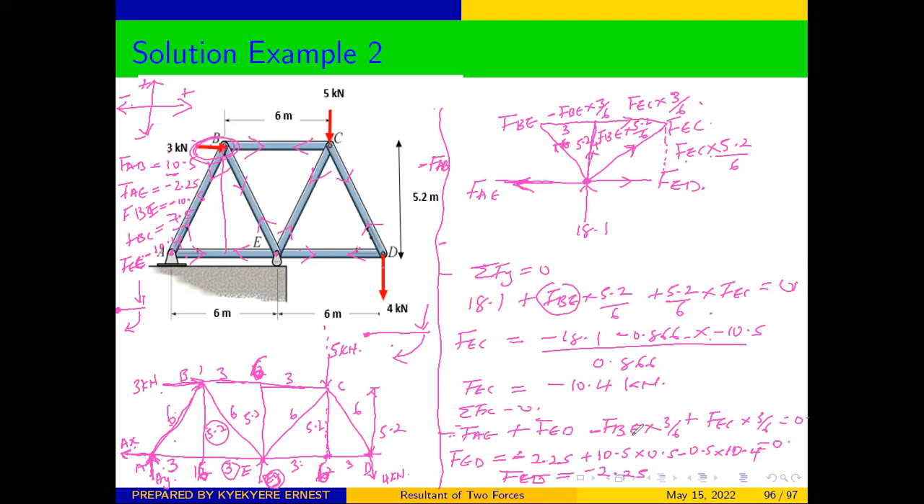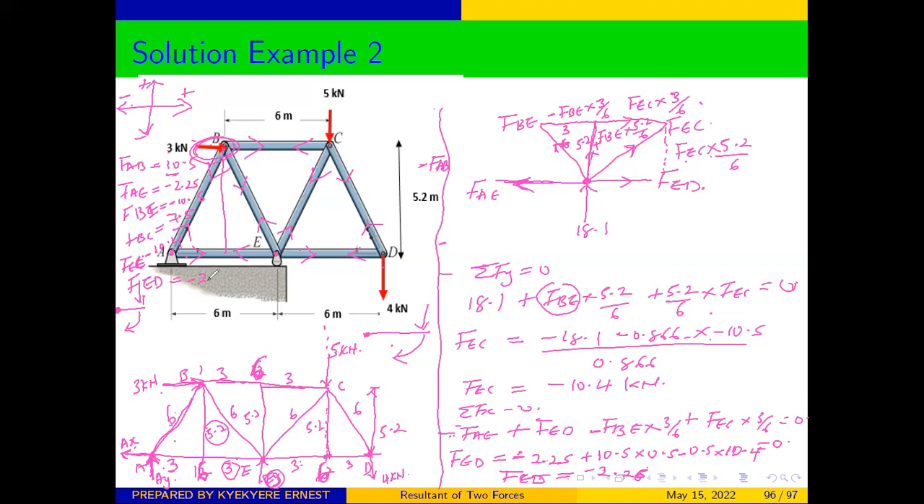Sorry, FEC was supposed to be 10.4. Okay, 10.4, that is right. So you are going to get negative 2.25 or something like 2.26, something very small. So this will be left with 0.1. So this one will be like 0.6, negative 2.26. Then from there we have also gotten FED.